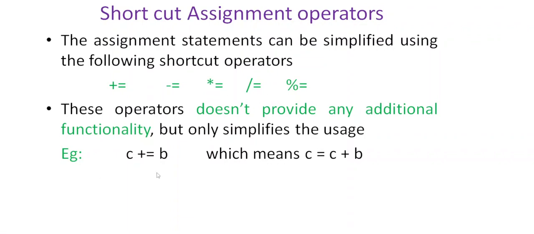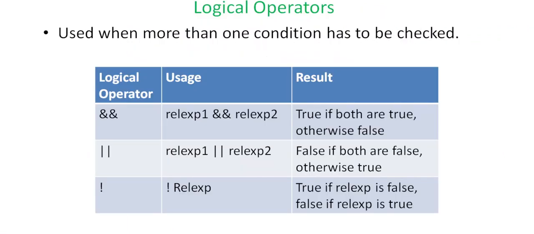So they will be evaluated like this. C plus equal to B means C equal to C plus B. So instead of writing like this, you can write like this. That's all. These are called shortcut assignment operators.